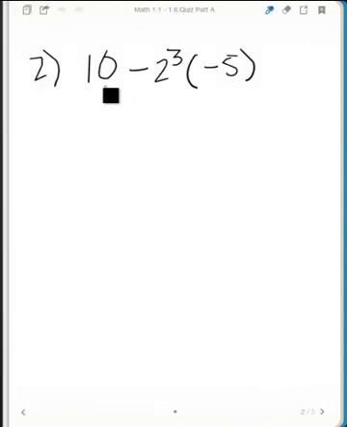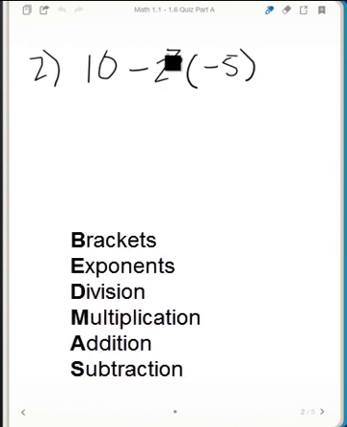Now here's the second question. 10 minus 2 to the 3 times by minus 5. And again, remember that you have to do the exponents before you do the multiplication, before you do the addition and subtraction. So don't forget about BEDMAS.